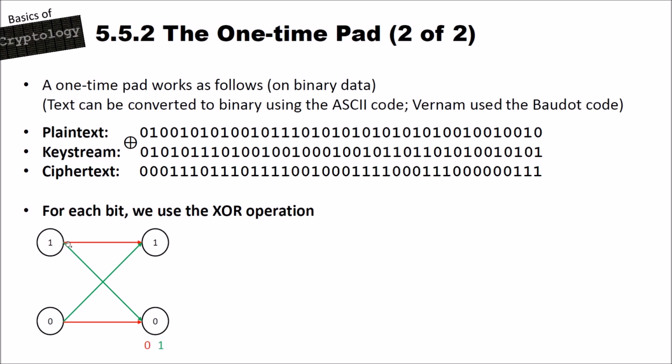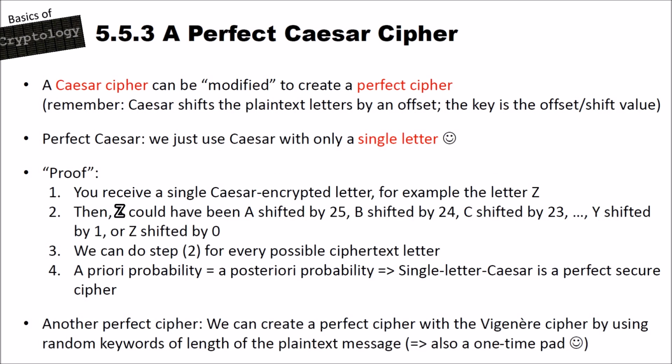And also when we extend the XOR to arbitrary length streams of bits, and of course we use a random key stream with randomly generated bits, we also get a perfect cipher for the complete One-Time Pad or for the complete encrypted text. Now I said we have a fun part in this video, and the fun part is that we can actually build a perfect cipher using the Caesar cipher. And the Caesar cipher can be modified to create a perfect cipher.